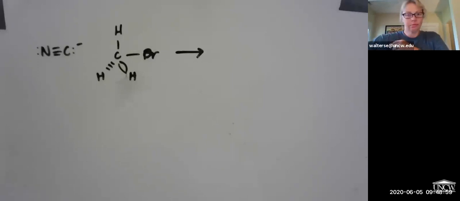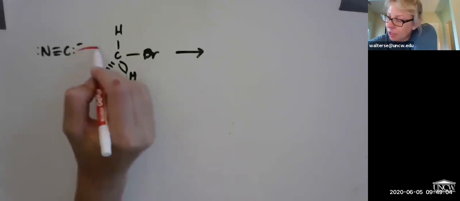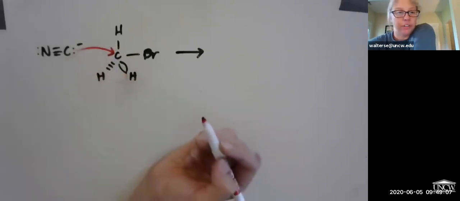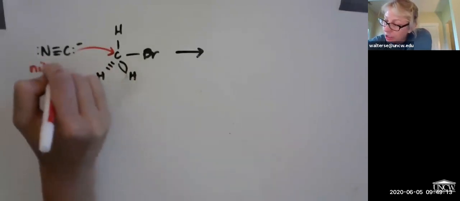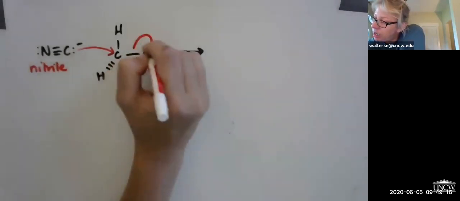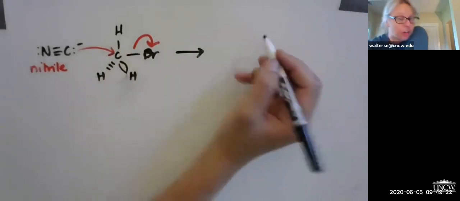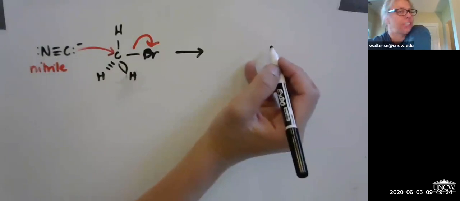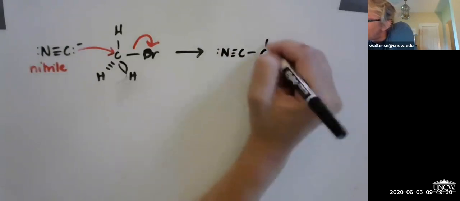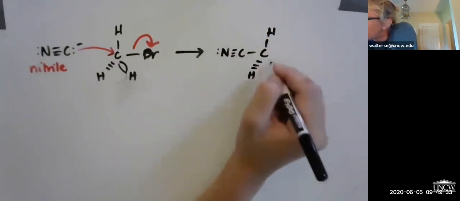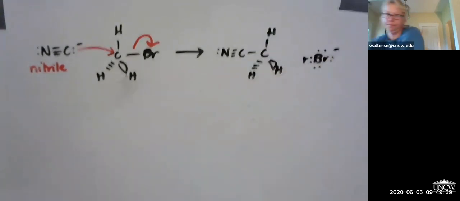So in this reaction, the lone pair of electrons from the carbon atom in the nitrile attack the carbon from the backside while the bromine leaves. You don't have to draw a transition state if you don't want to, because it's proposed anyway. Like that.